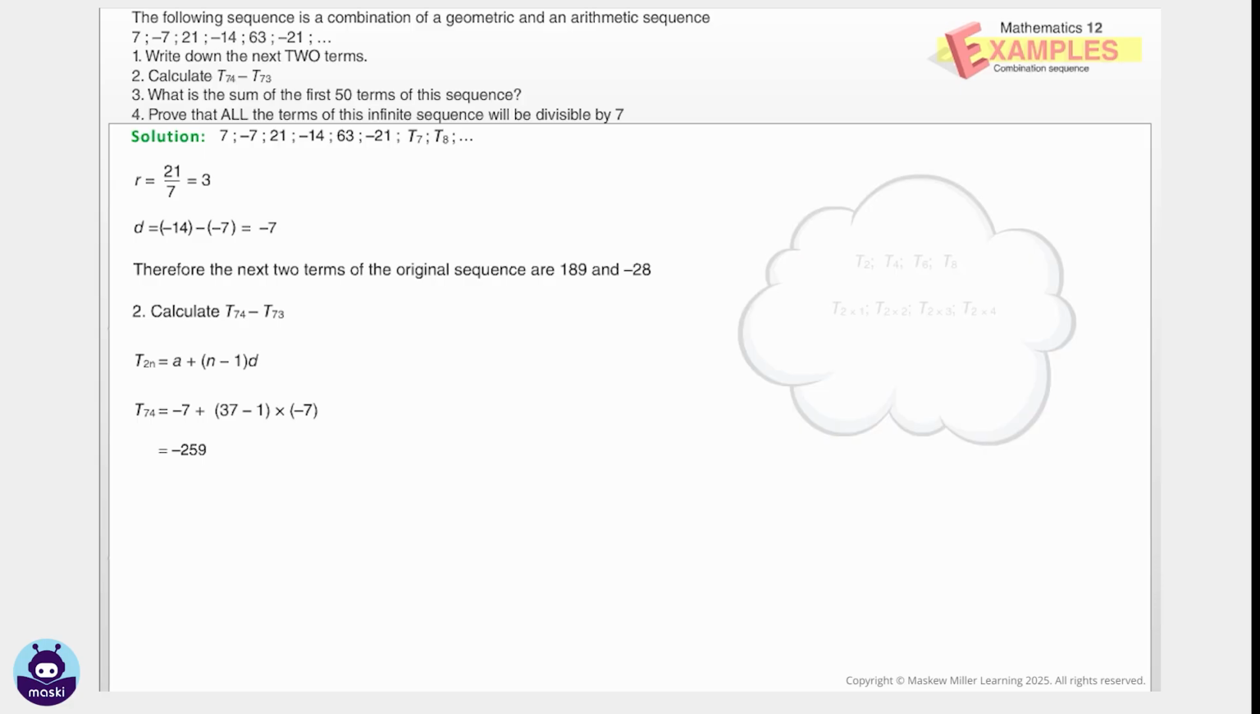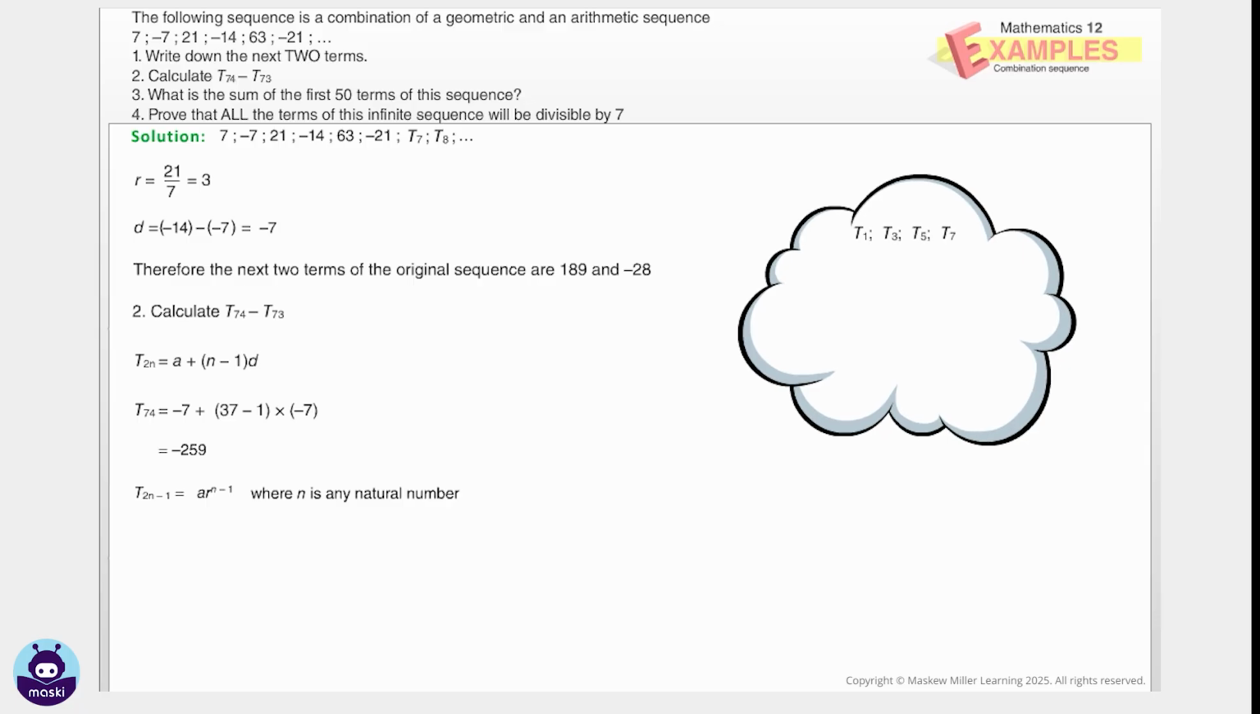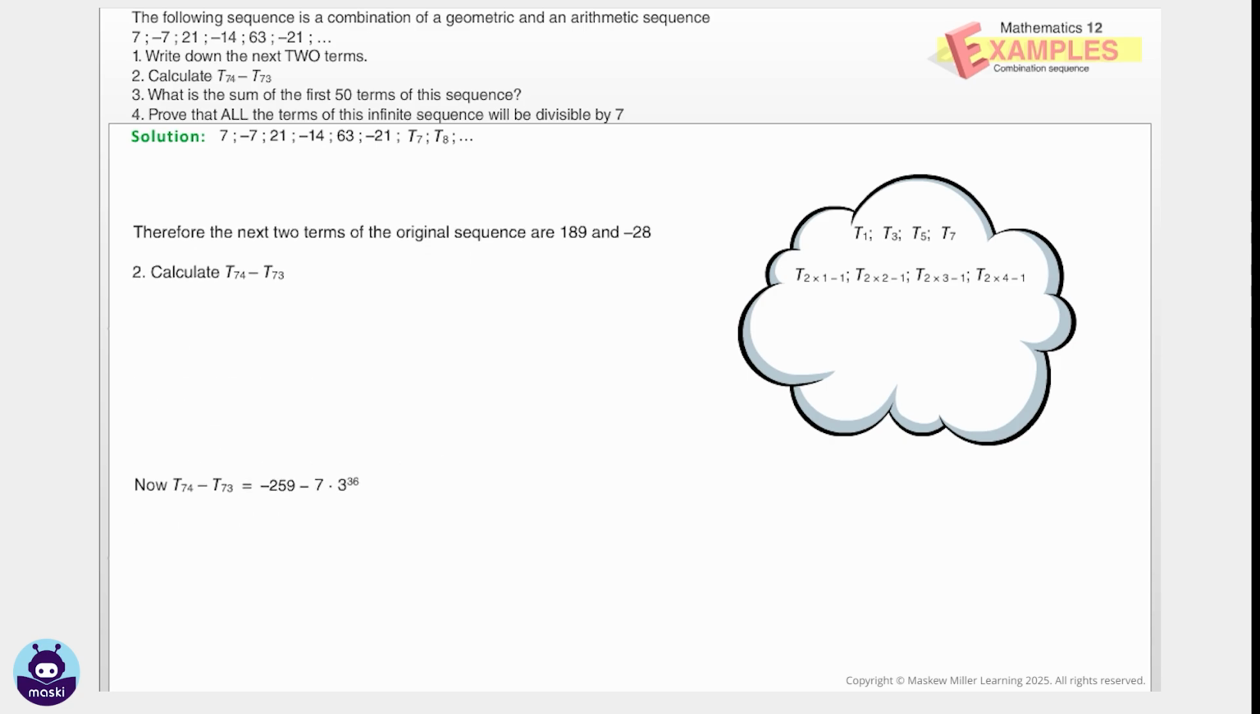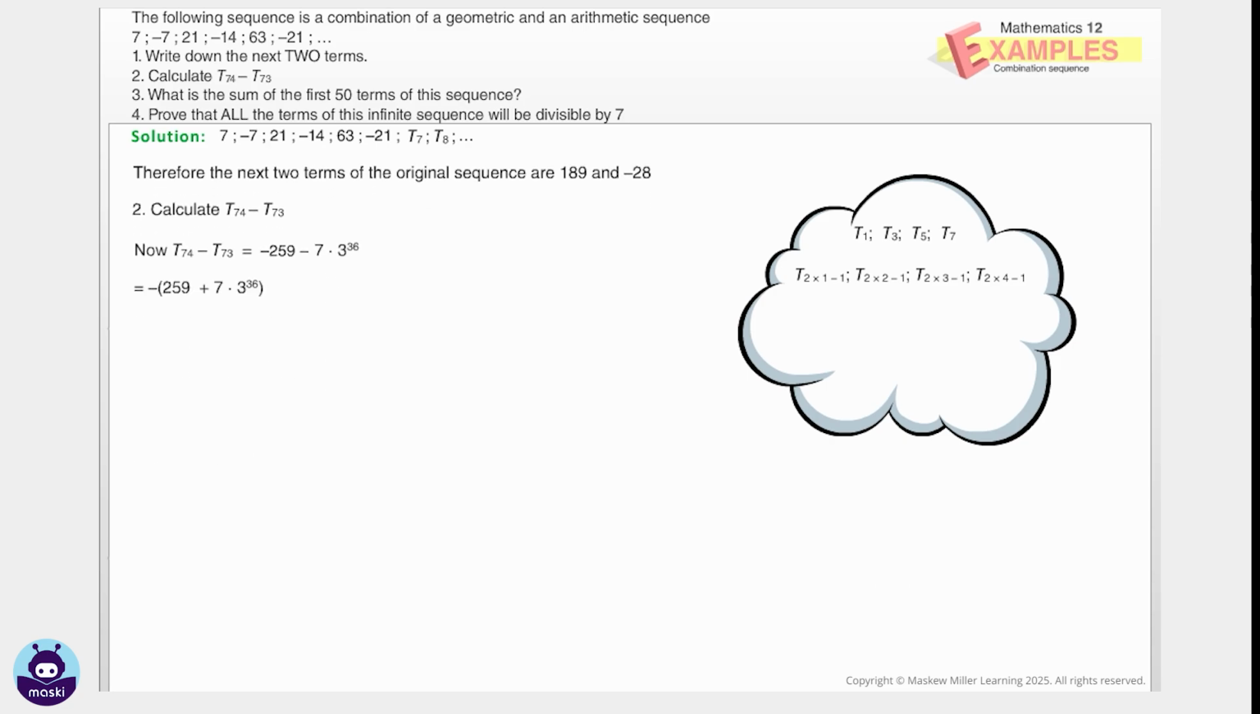The odd number terms can be determined using the formula for the general term of a geometric sequence. T2n minus 1 equals a times r to the power of n minus 1. Again, n is any natural number. Here, 2n minus 1 will be an odd number, so T2n minus 1 will be an odd term, for example T1, T3, etc. Therefore, T73 equals 7 times 3 to the power 37 minus 1. Now, T74 minus T73 equals -259 minus 7 times 3 to the power 36.